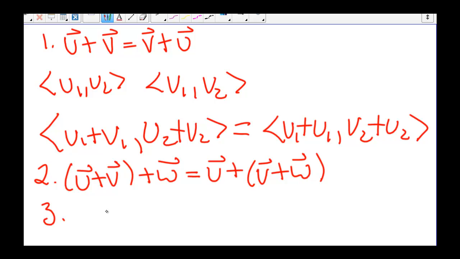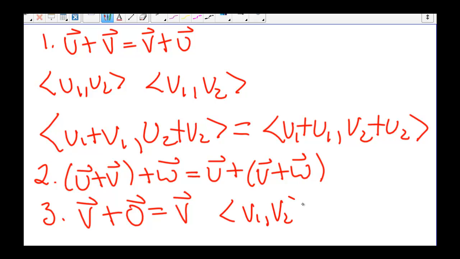Third, we have an additive identity. So that is that to any vector v, we can add the 0 vector and get back the vector v. Because we know that if we have a vector v1, v2, and we add the vector 0, 0, we're going to get the vector v1, v2.